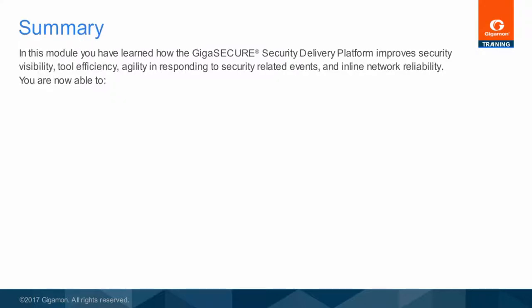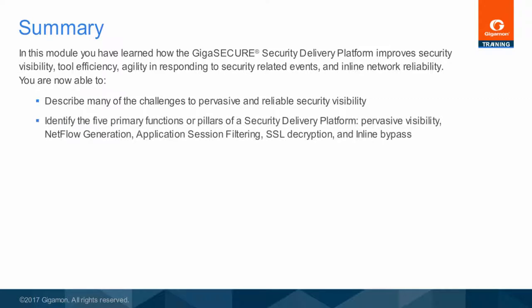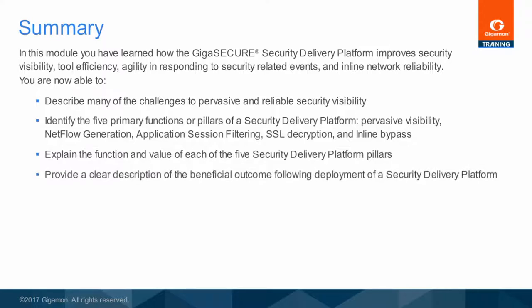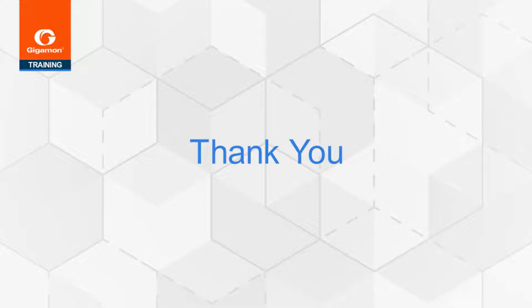In this module, you have learned how the GigaSecure Security Delivery Platform improves security visibility, tool efficiency, agility in responding to security-related events, and inline network reliability. You are now able to describe many of the challenges to pervasive and reliable security visibility. Identify the five primary functions or pillars of a security delivery platform: pervasive visibility, NetFlow generation, application session filtering, SSL decryption, and inline bypass. Explain the function and value of each of the five security delivery platform pillars. And provide a clear description of the beneficial outcome following deployment of a security delivery platform. This completes the training module describing the features of and benefits gained by deploying the GigaSecure Security Delivery Platform.